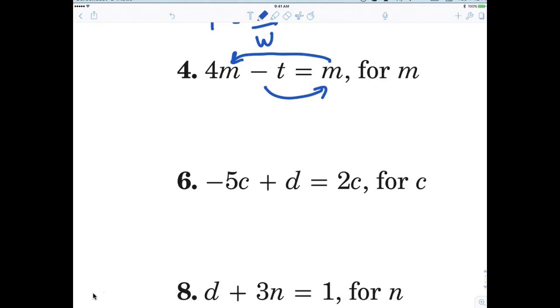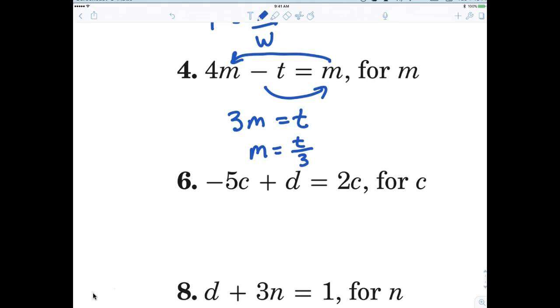If I do that, what does that simplify to? Close. Not 5M. 3M. You see why it's 3M? Yeah, because we're subtracting. So then you would write 3M equals T. That's right. Signs change. So now you should be able to tell me that M is just what? Just T over 3, right? M equals T over 3.